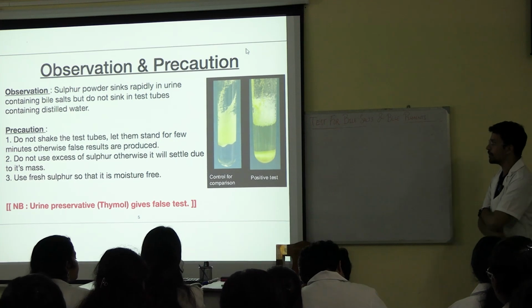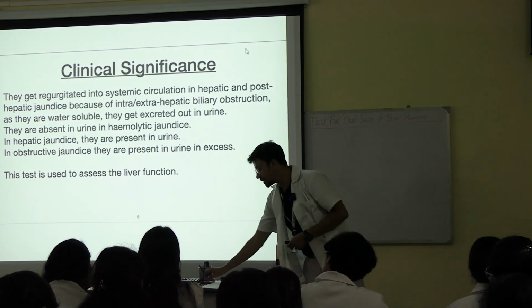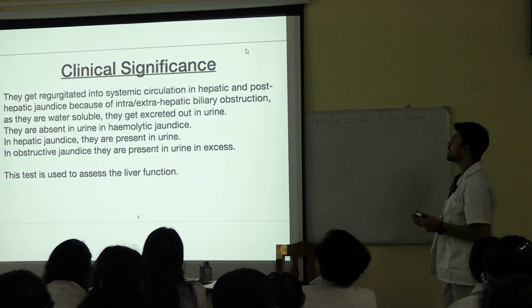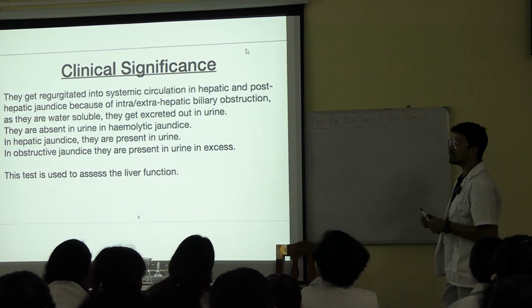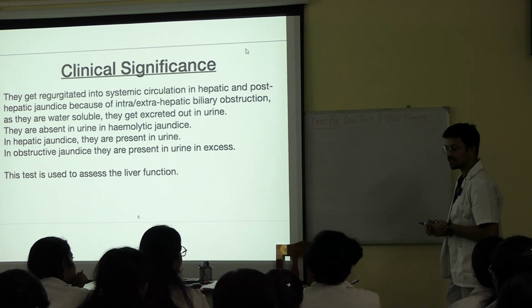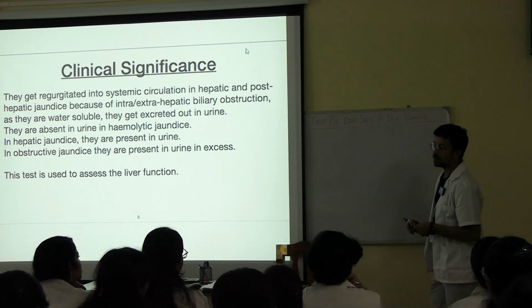Done? Okay. Now there is some clinical significance. What are the clinical significance? They get regurgitated into the systemic circulation in hepatic and post-hepatic jaundice. Now tell me, what is jaundice? Yellowish discoloration of the skin, sclera. That. Why it happens? Bilirubin.